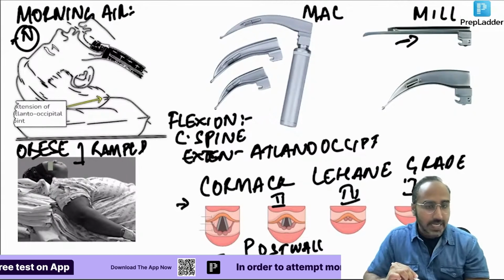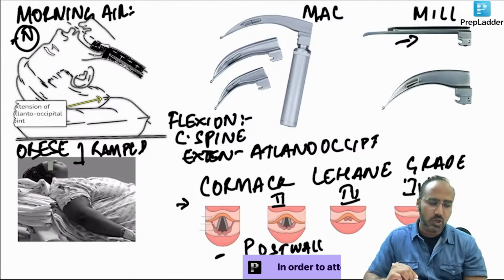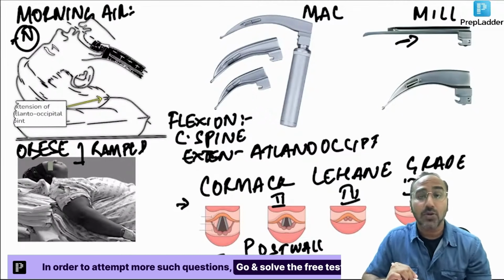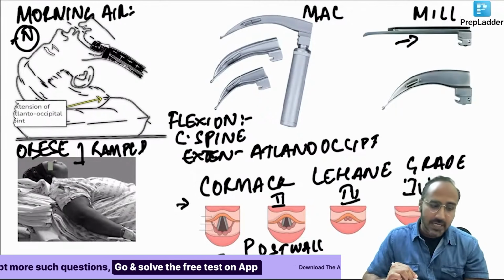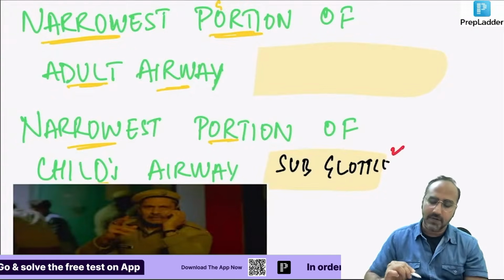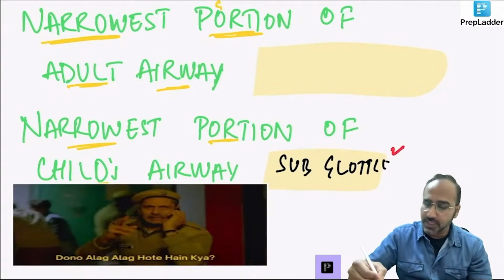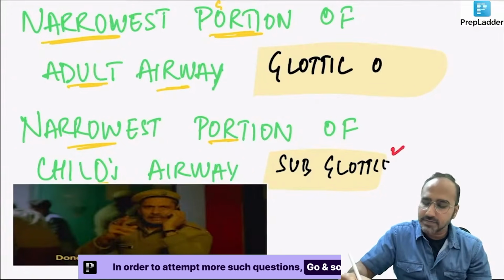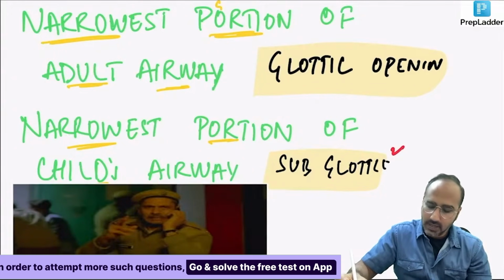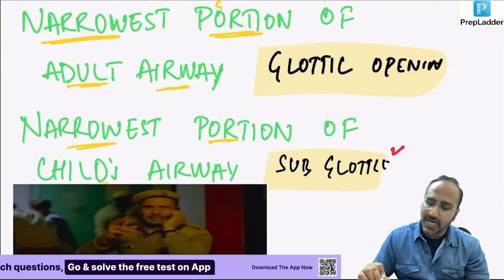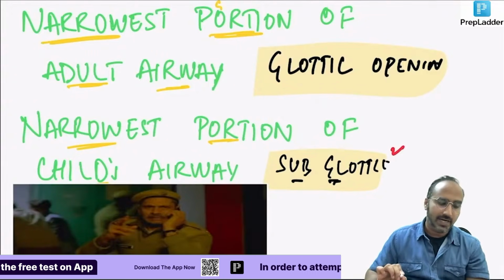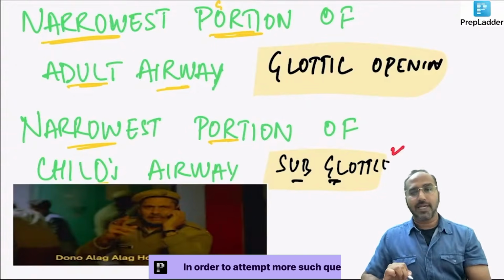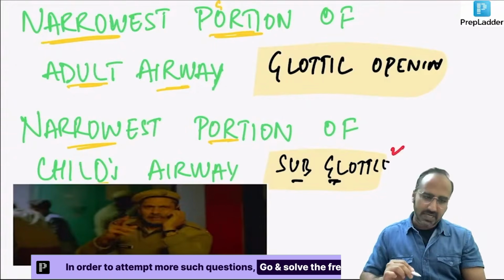Now guys, while intubating, sometimes you have to be clear about the anatomy. Anatomy means what is the narrowest portion of the adult airway and the narrowest portion of the pediatric airway. For adults, the narrowest portion is the glottic opening. Whereas the narrowest portion of the child's airway is the subglottis. Okay, sometimes some people will tell you they are the same, but both are different.